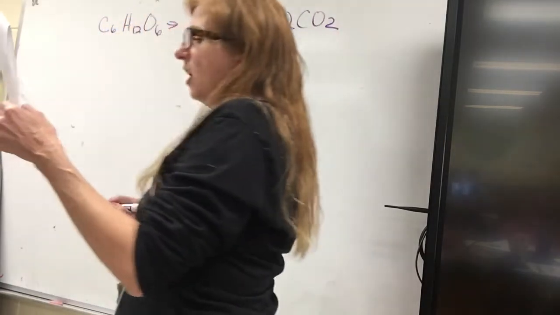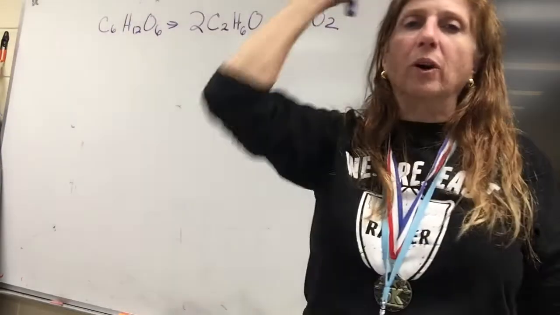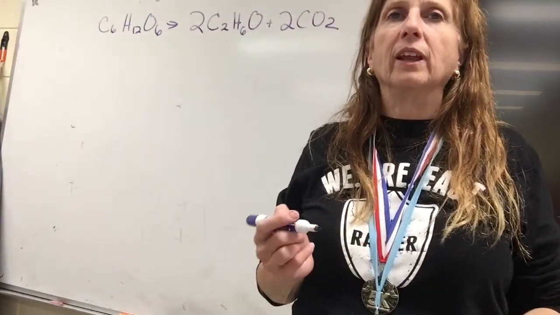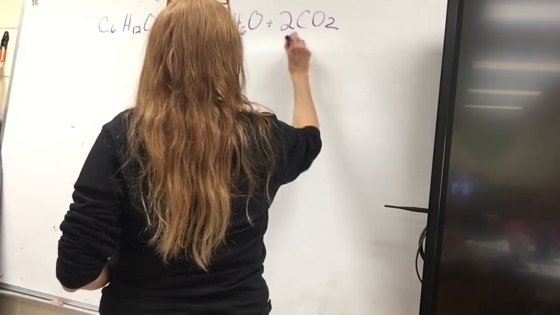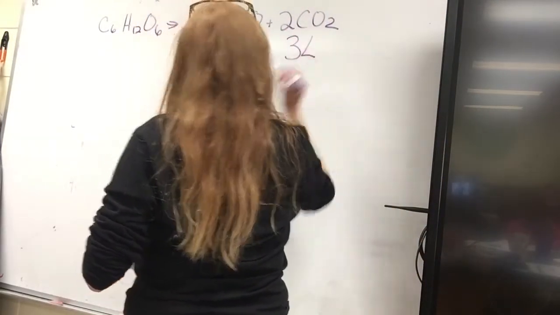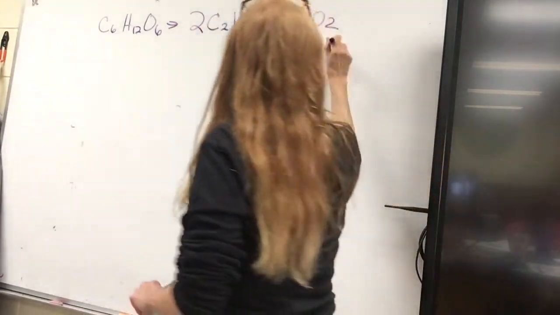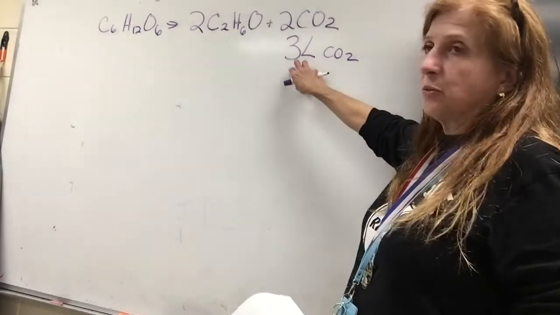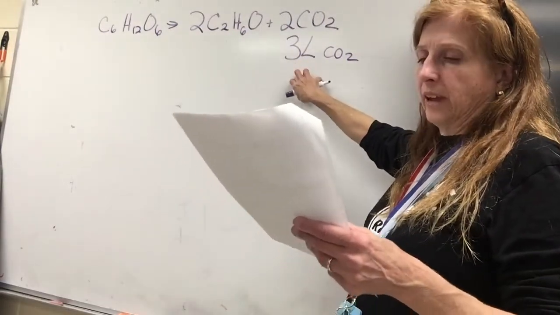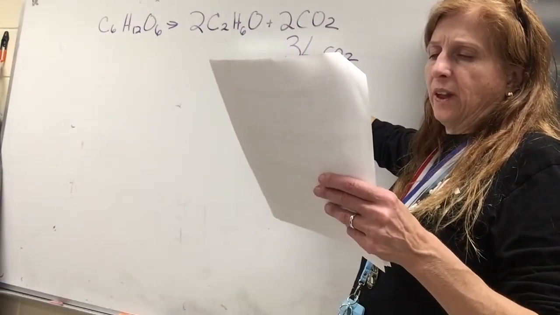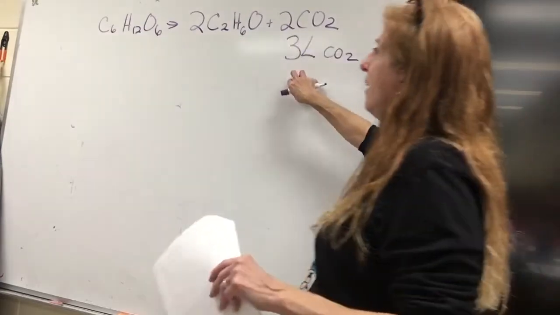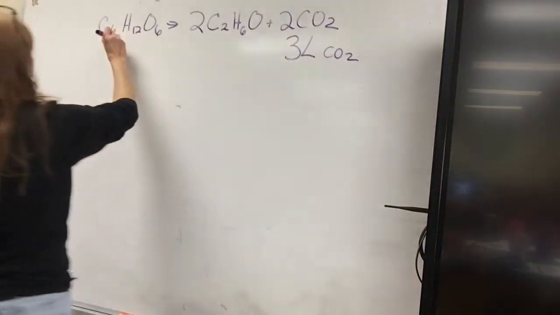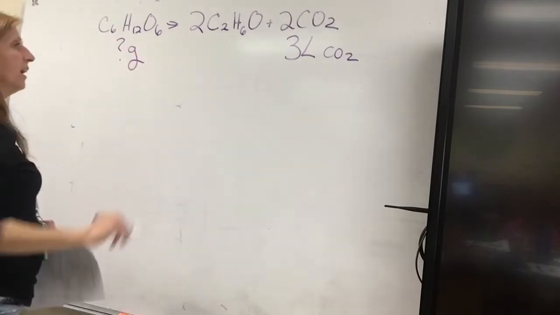Okay, so what do we know? What is our given in this one? 3 liters of carbon dioxide. So underneath carbon dioxide, I write 3 liters of CO2. That is my known, okay? And what they want to know is the mass, so that's grams of sugar.